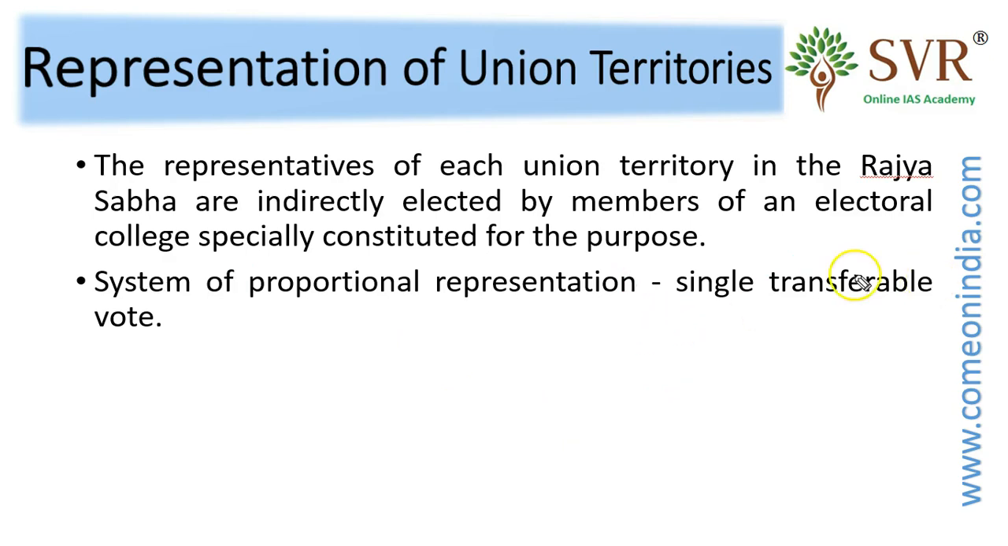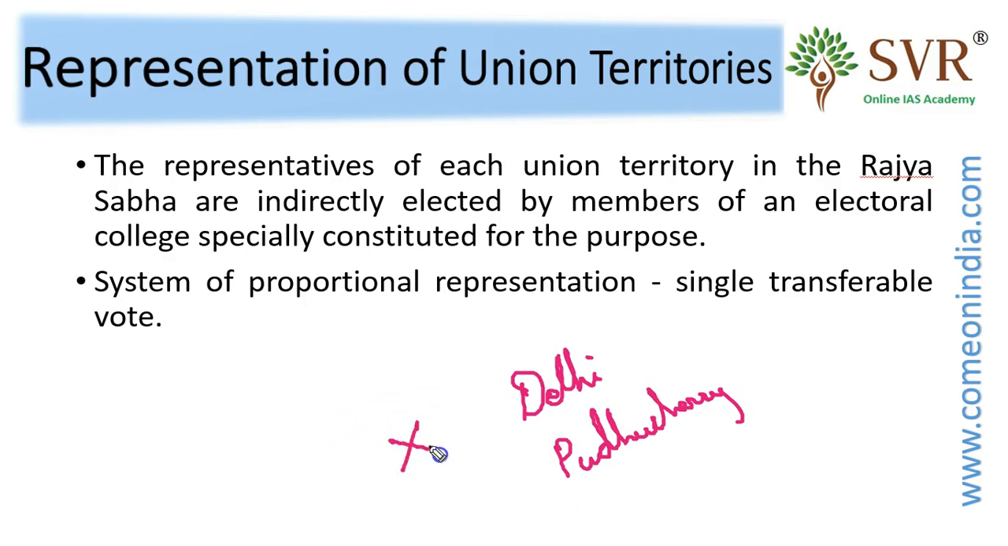You also have to note down that only 2 union territories have their representatives in the Rajya Sabha. That is, only Delhi and Puducherry have their representatives in the Rajya Sabha. The other union territories like Andaman and Nicobar, Lakshadweep, Dadra Nagar Haveli, Chandigarh, and likewise the others, do not have their representatives in the Rajya Sabha. So from the UPSC prelims perspective, you have to note down that only Delhi and Puducherry have their representatives in the Rajya Sabha.